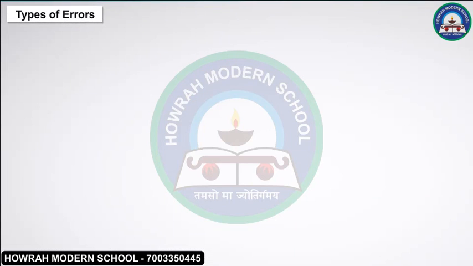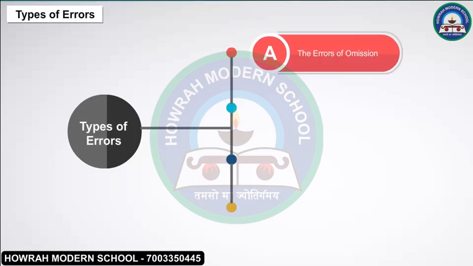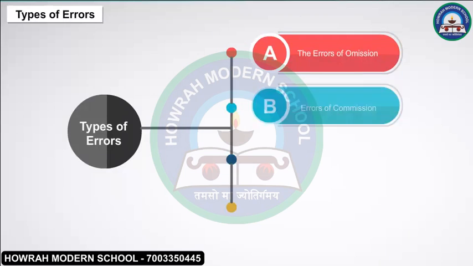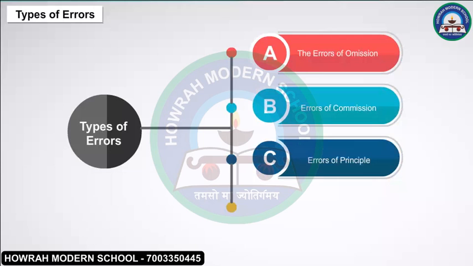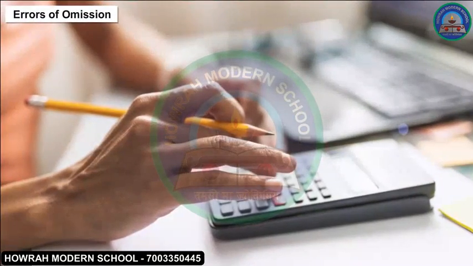Types of errors. The errors are classified into: A. The errors of omission. B. Errors of commission. C. Errors of principle. D. Compensating errors. 1. Errors of omission.